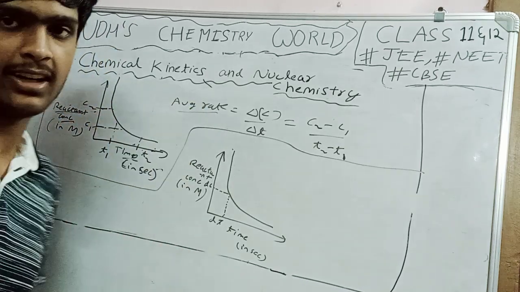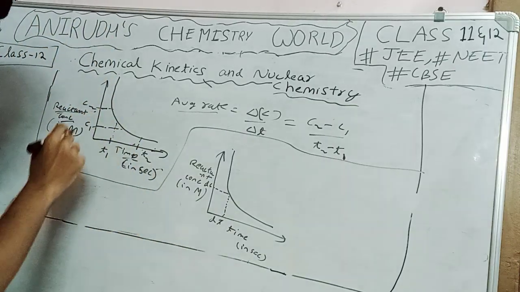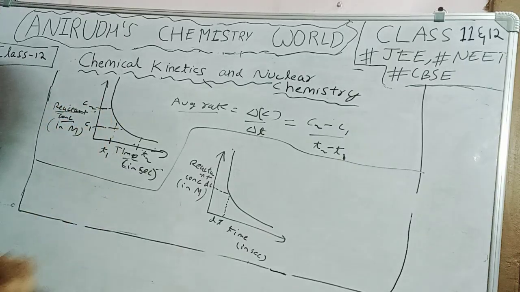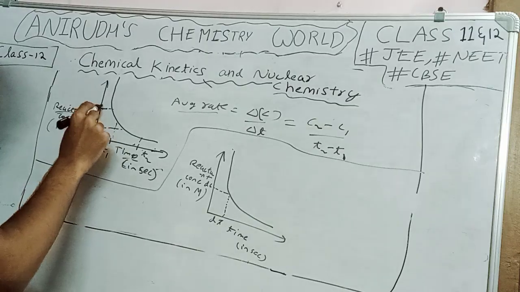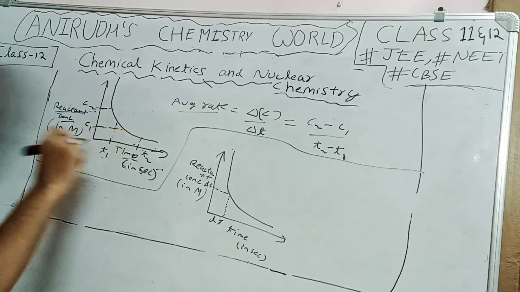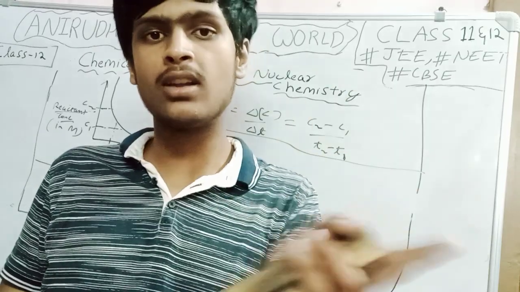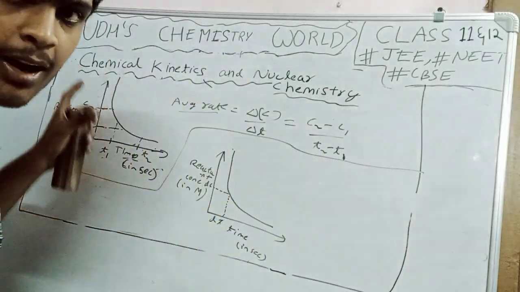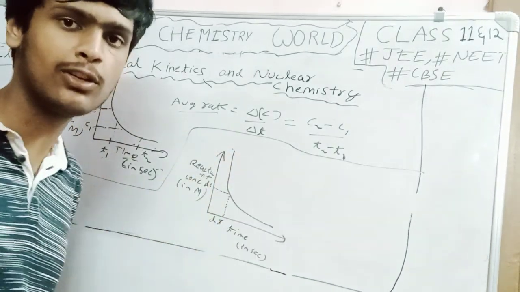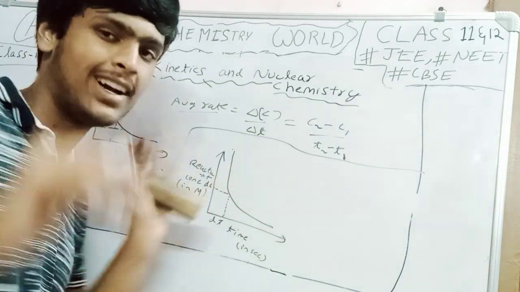If you want to plot average rate, average is nothing but final minus initial. Therefore you are considering two points: the concentration at one point is C1 at time T1, and the concentration at the other point is C2 at time T2. The formula is this. This is how it is derived and represented. In the exam also, if you write this along with the definition, you will get full marks. Nobody will see your definition directly. They will give the full marks, no doubt.